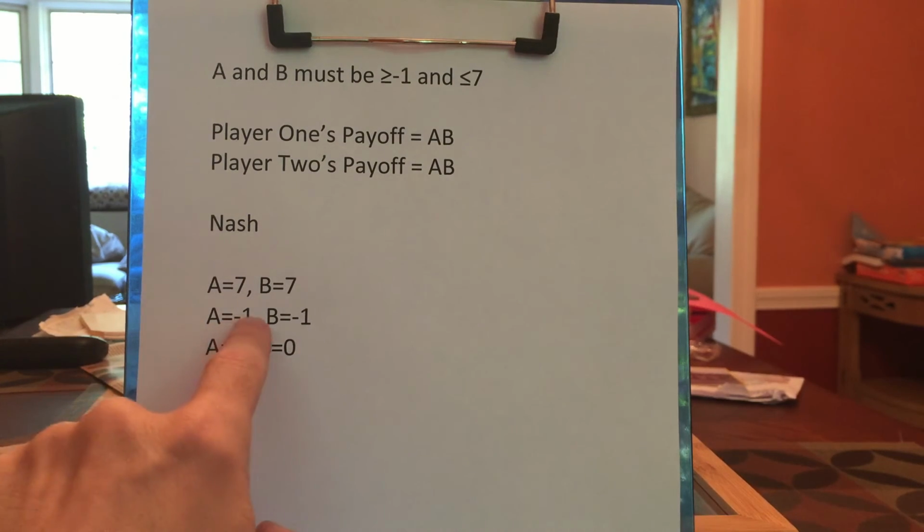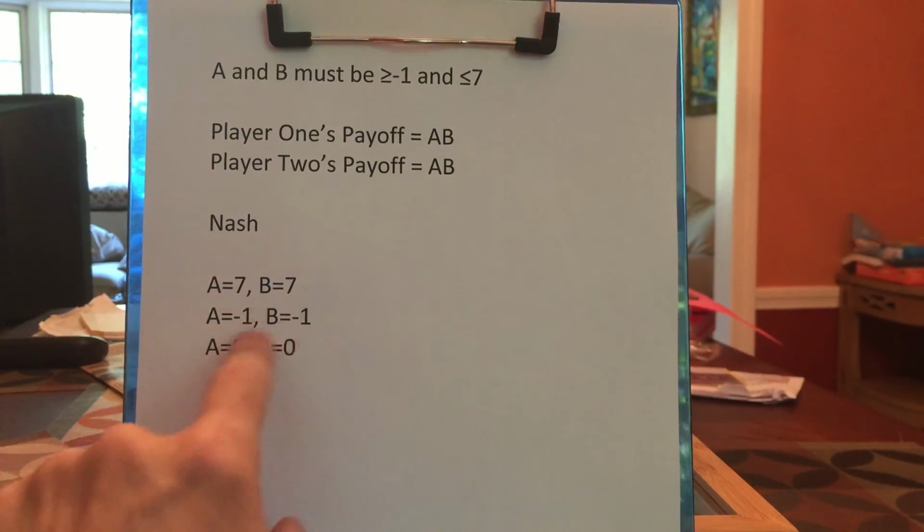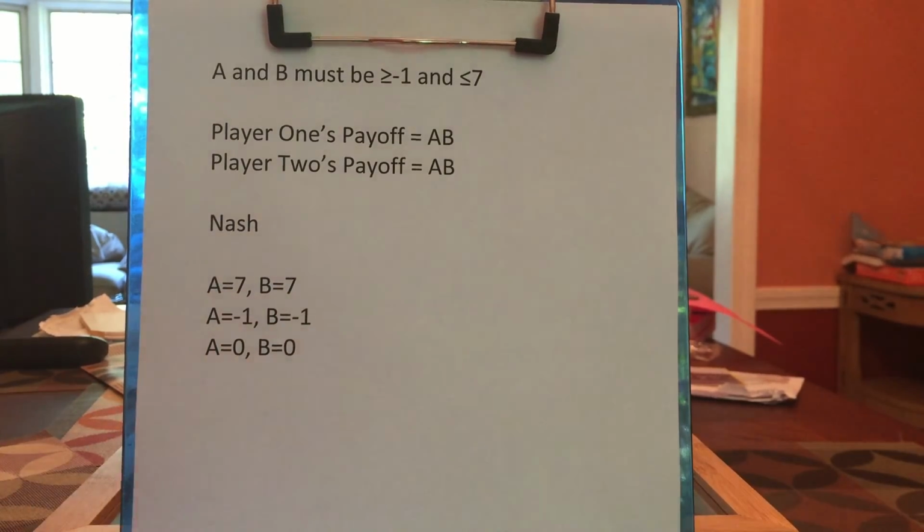Now these Nash equilibria might seem strange because both parties are getting 49 in this one and they're getting 1 here and they're getting nothing here. But in a Nash equilibrium, that doesn't mean you're getting your highest possible payoff no matter what everyone's doing. It just means you're getting your highest possible payoff given what the other person is doing. And if B equals -1, the best player 1 can do is set A equal to -1.